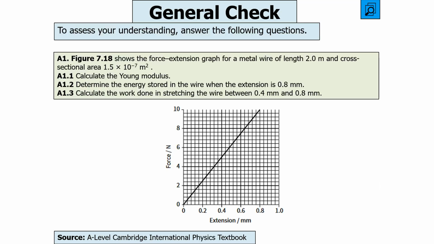The next question says, Figure 7.18 shows the force extension graph for a metal wire of length 2.0 meters and cross-sectional area 1.5 times 10 to the minus 7 meters squared. Calculate the Young modulus, determine the energy stored in the wire when the extension is 0.8 millimeters, and calculate the work done in stretching the wire between 0.4 millimeters and 0.8 millimeters. So pause the video now, then unpause the video when you want to go through your answer.